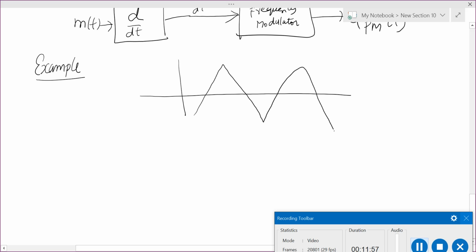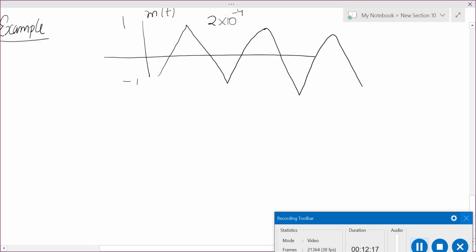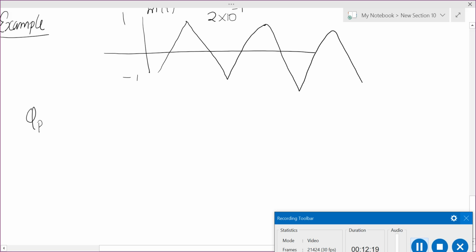Suppose this is the message signal. It's a triangular wave m of t. Let's say the value varies from -1 to 1, and the time interval is 2 into 10 to the power minus 4 seconds between the two peaks. Now let's see how the phase modulated signal will look.